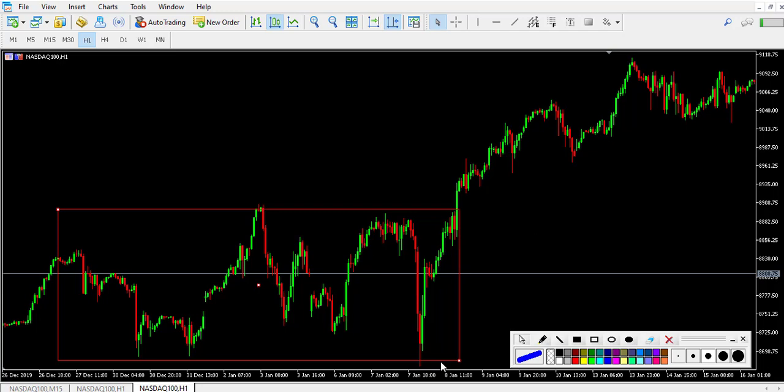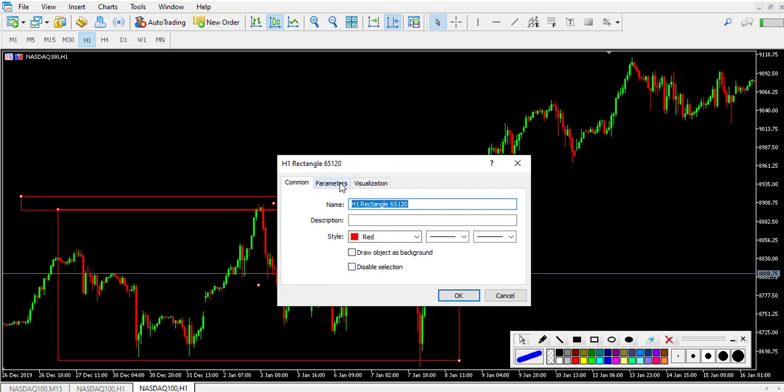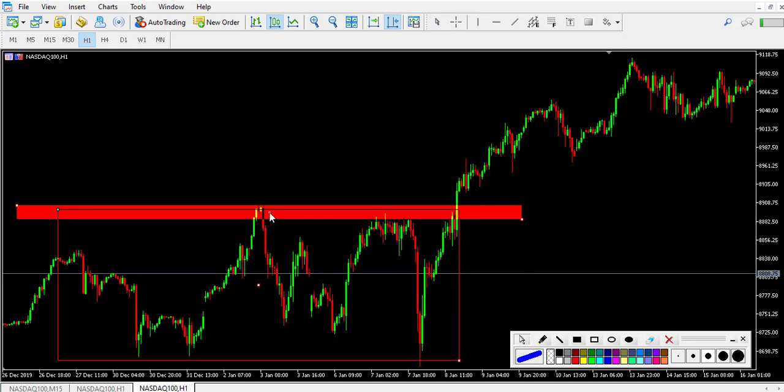You can trade the ranging market very effectively using support and resistance. What I mean by that is, right here we are in a ranging market. If I draw a zone here, and fill this zone like that. Okay, I filled it.